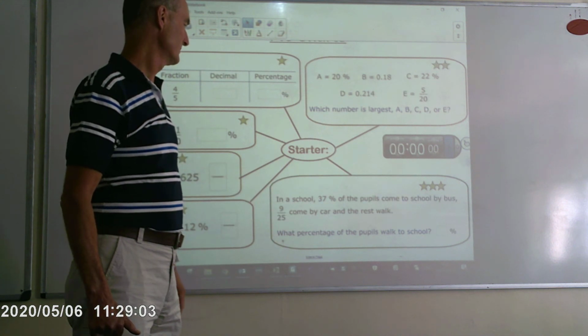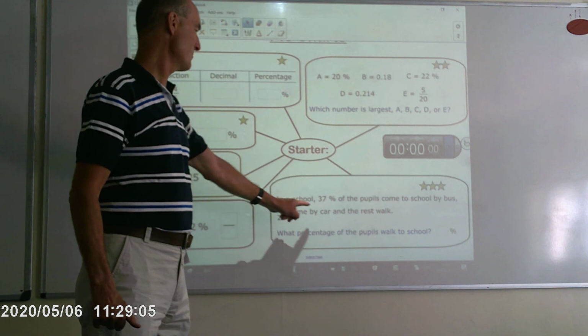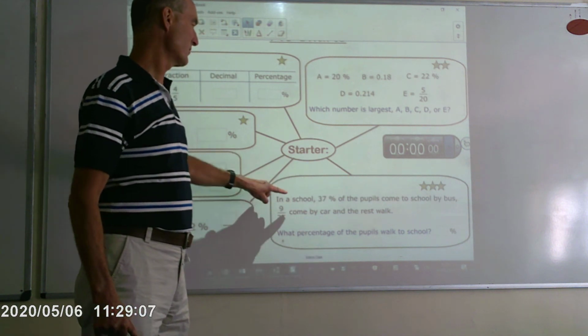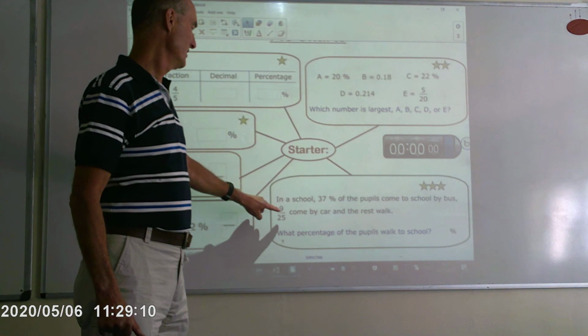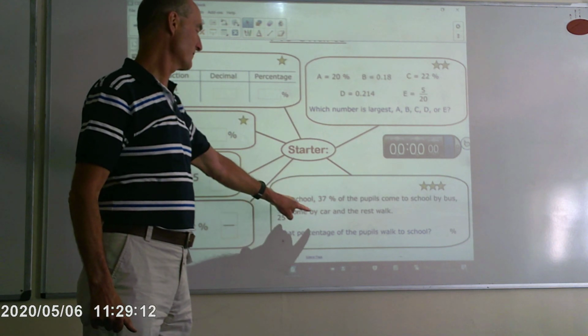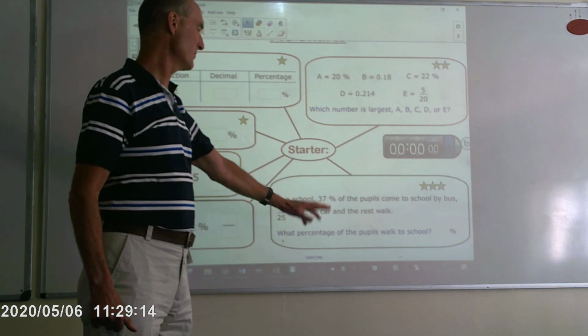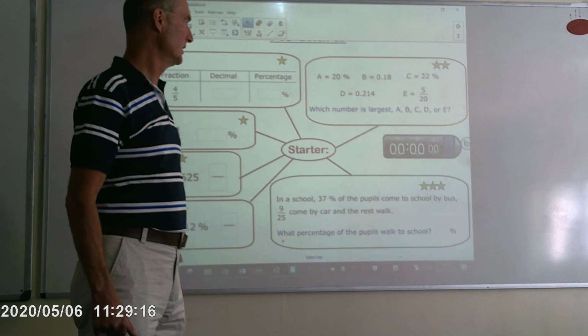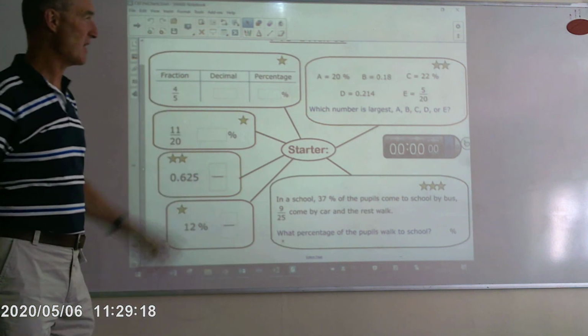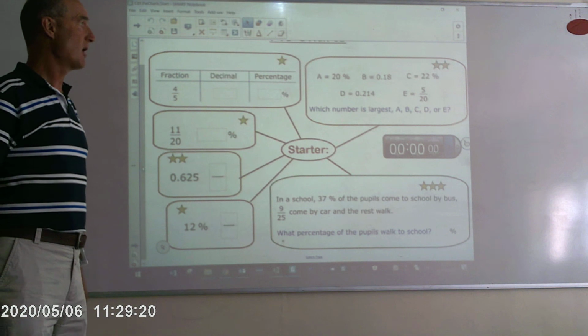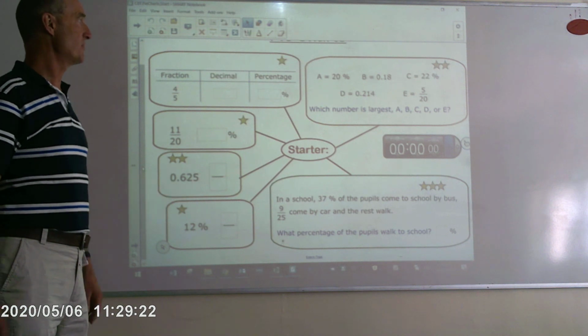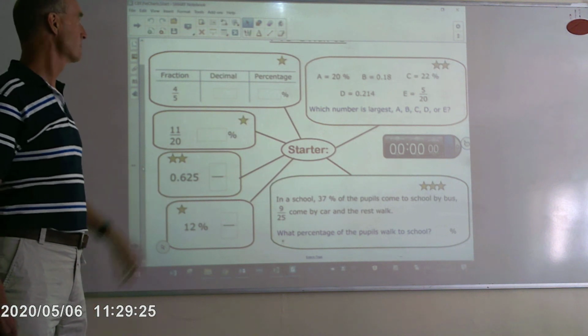Okay, 9 out of 25 come by car and the rest walk. So we've got 37% by bus, 9 out of 25 as a fraction come by car and the rest walk. What percentage actually walk to school? If you want to turn off the presentation now, have a go at those questions and then come back and I'll be giving you the solutions.